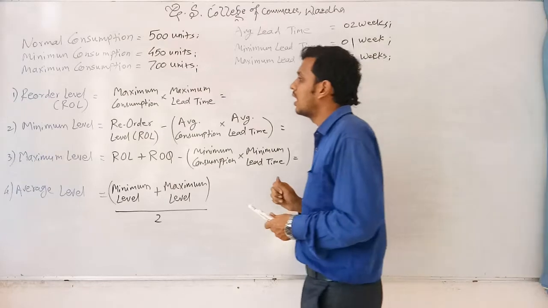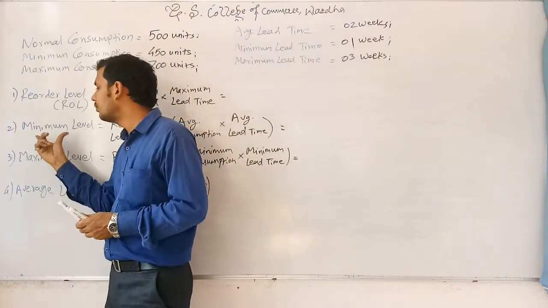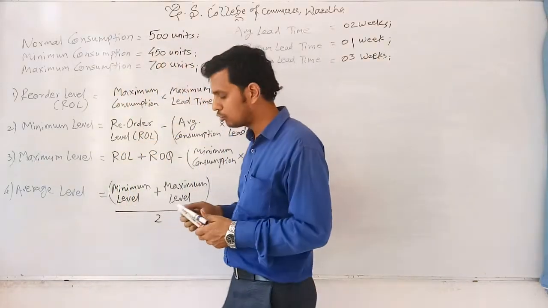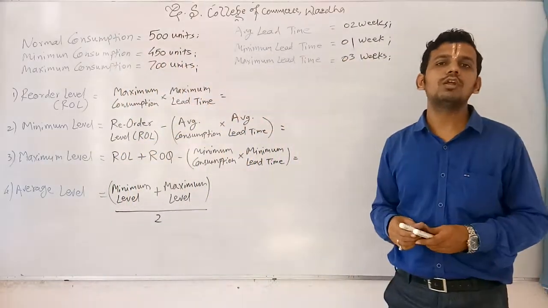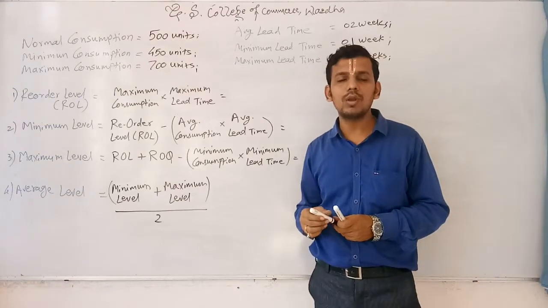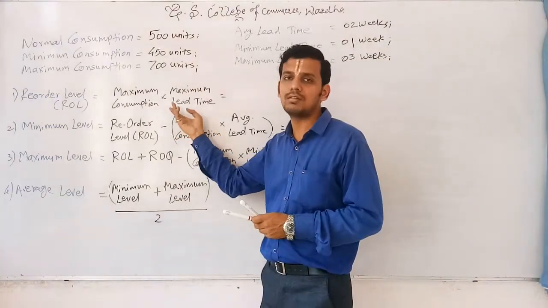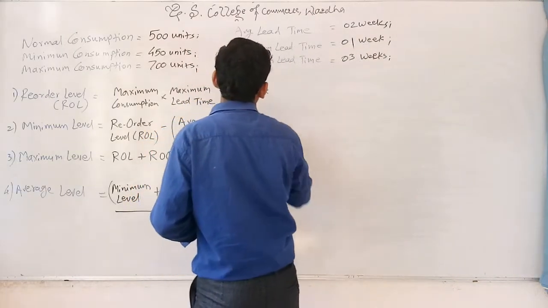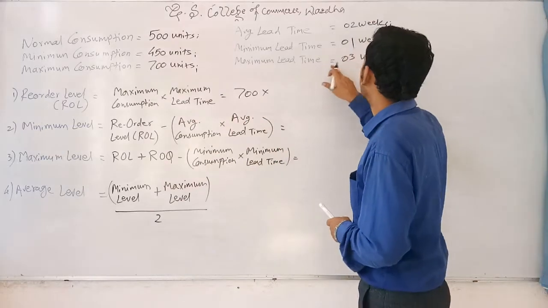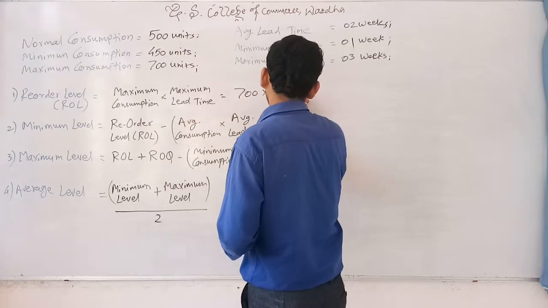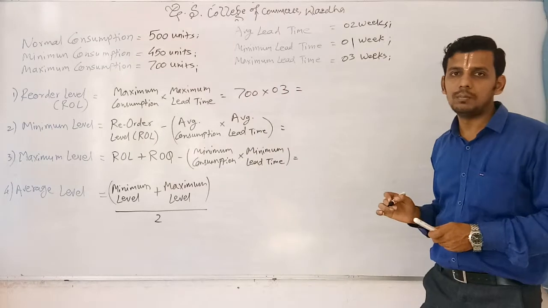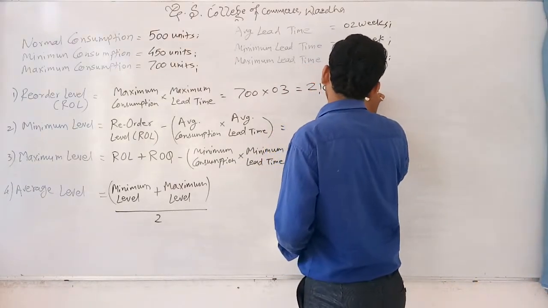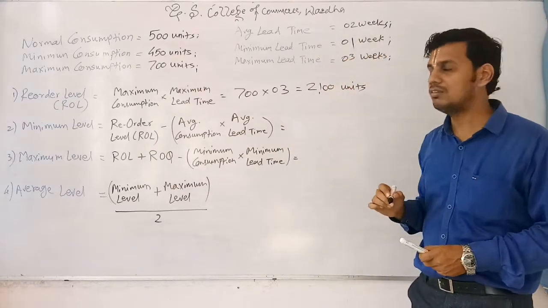The question has asked us to calculate reorder level, minimum level of stock, maximum level of stock and average level of stock. For the calculation of the reorder level, we write the formula as maximum consumption into maximum lead time. Here maximum consumption is 700 units multiplied by maximum lead time of 3 weeks, hence 700 multiplied by 3 equals 2100 units is our reorder level, that is ROL.